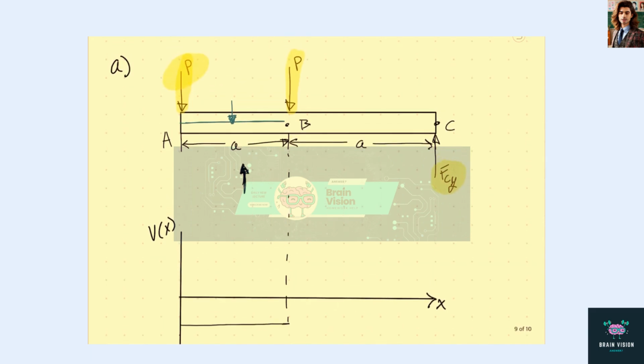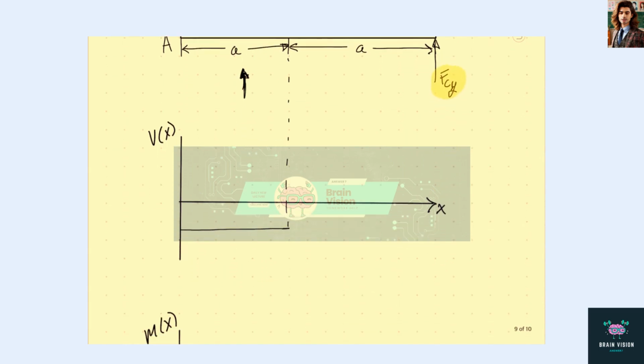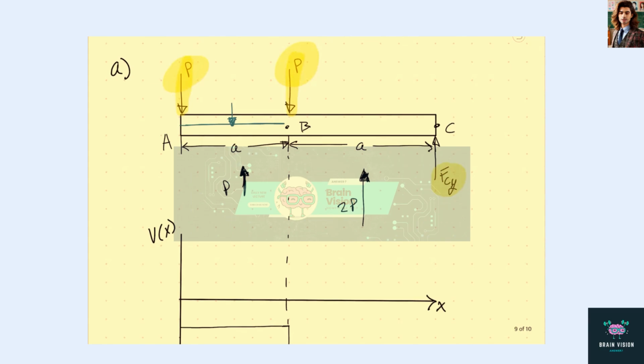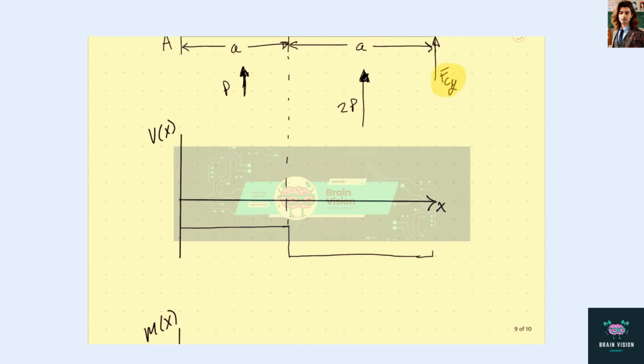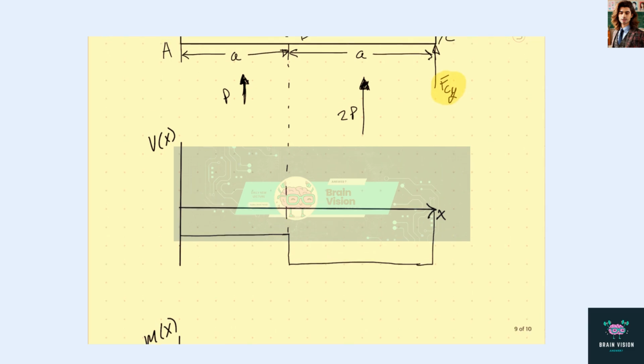And then once we hit our second force right here, our shear is going to increase by that factor of P. It's increasing to counteract the extra force. And it's going to stay the same until we get to the end of the beam where the beam is fixed, and the shear is going to go to 0.